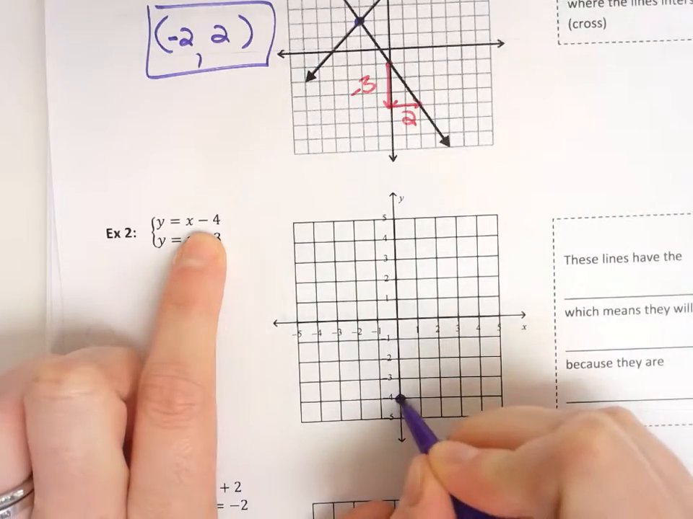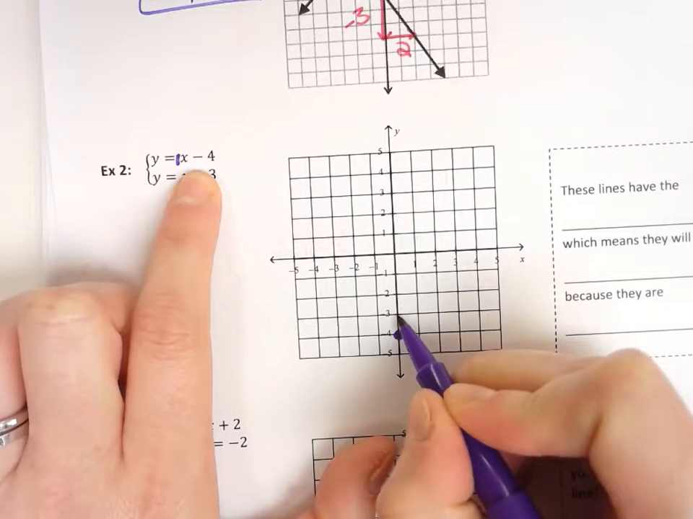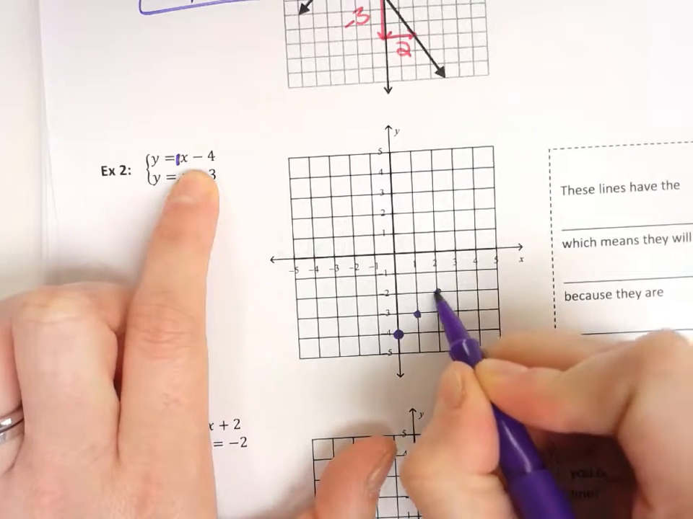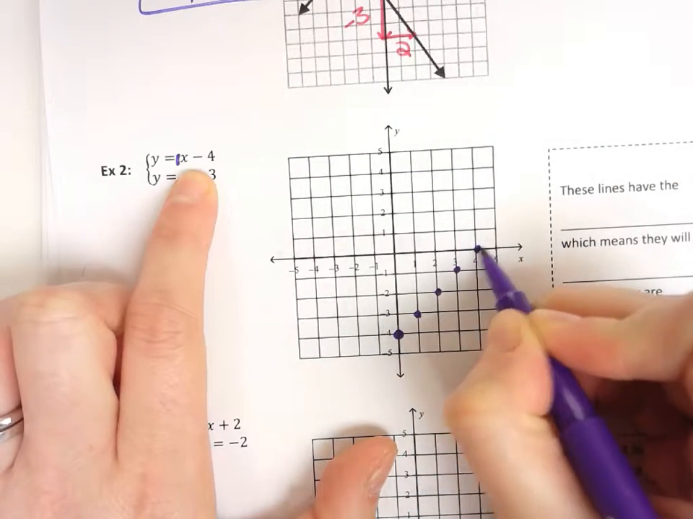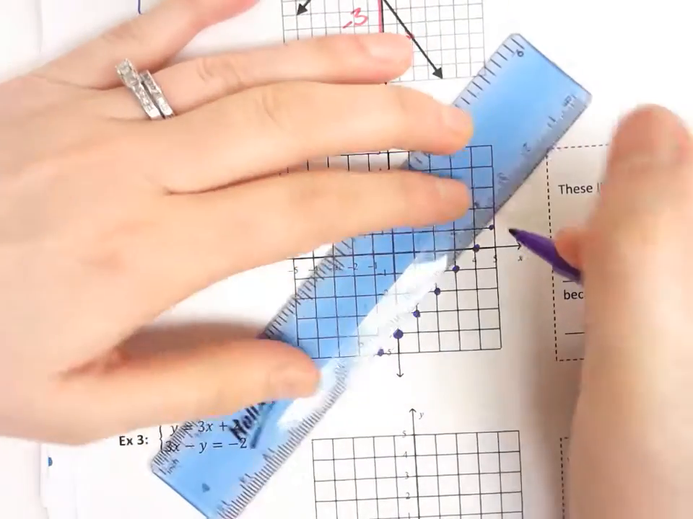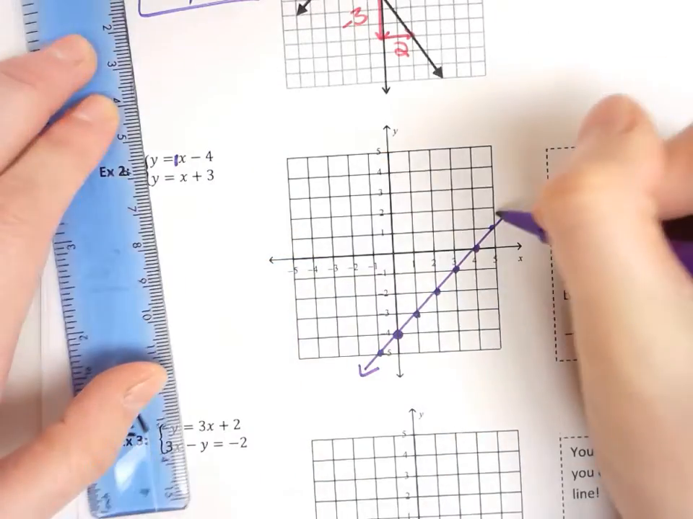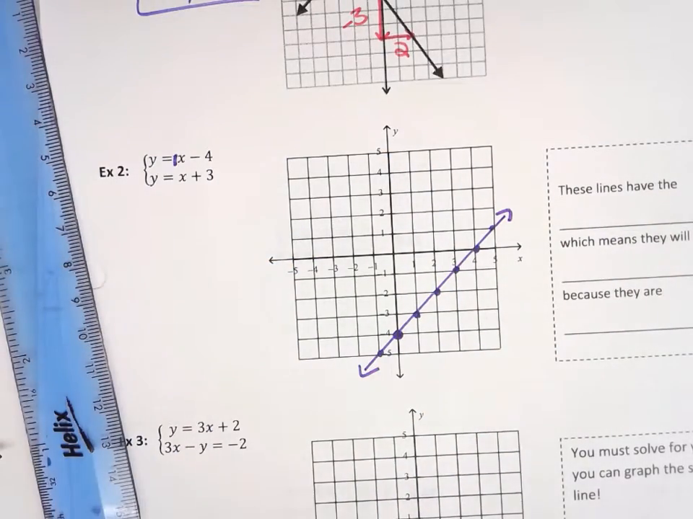This one starts at the negative 4. It's got an imaginary 1 for the slope, which means that it's going up 1 and over 1. So anytime that there's not a number on the bottom, like it's not a fraction, that means you're just going to move over to the right 1. So I plot all my points, and I'm going to go ahead and connect my dots. Then I need to graph the other equation.